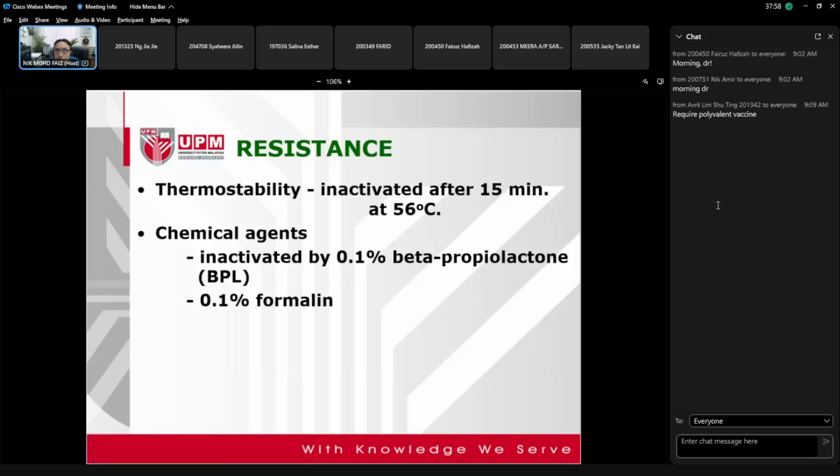Usually, when it comes to disinfectant in the farm, we also use formalin. Okay, we use formalin. If you go to the farm, they use a lot of formalin to disinfect the farm.